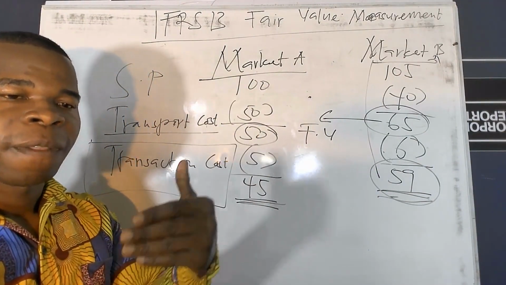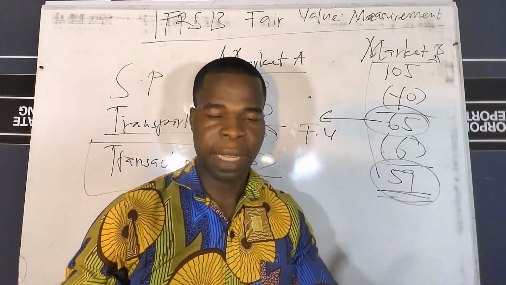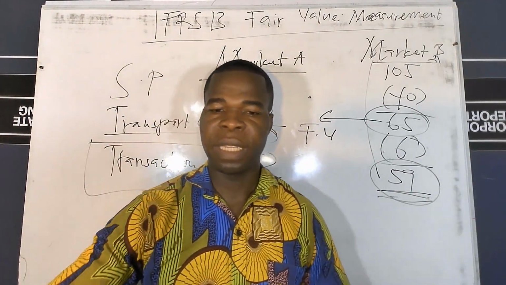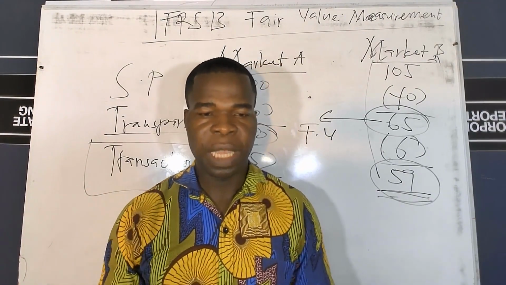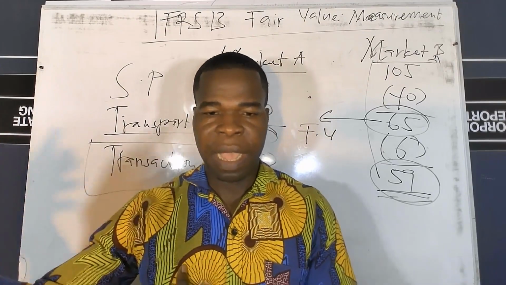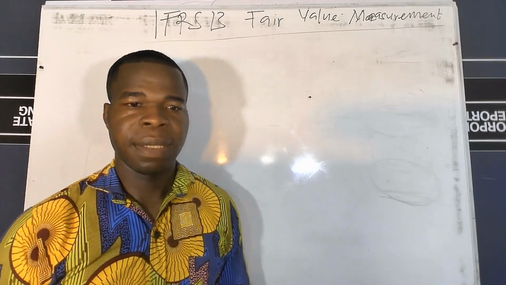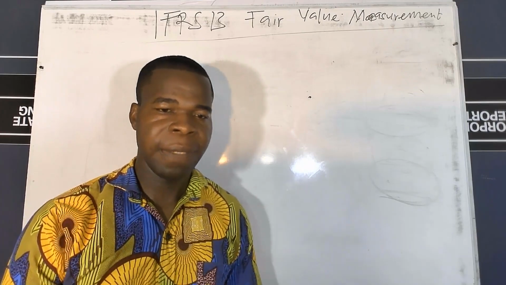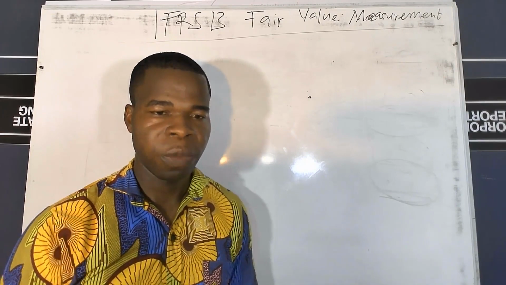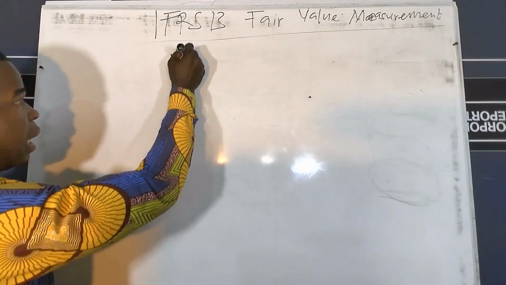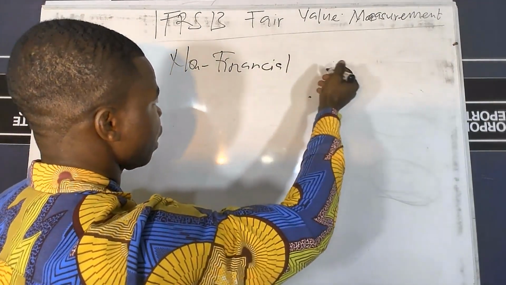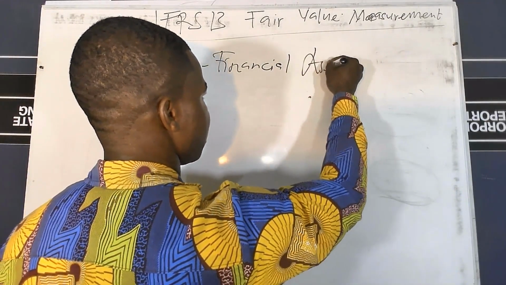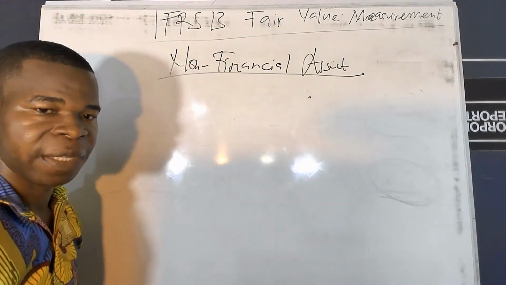Remember that the entity need not go to the market to determine which one is the most advantageous or which one is the principal market. What is required of the entity is to use the information that is reasonably available. Now, there are sometimes that there will be no active or observable transaction information about a non-financial asset. So here we want to look at a non-financial asset. An example would be a vehicle or a trademark. Here we don't have maybe an active market for such an asset.